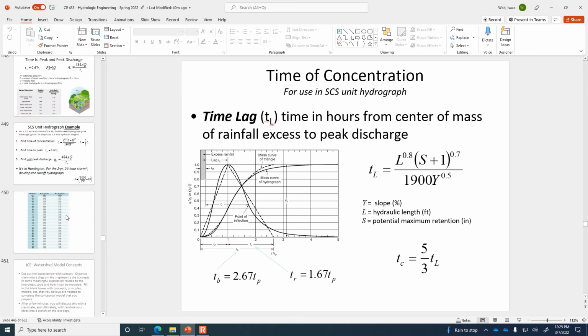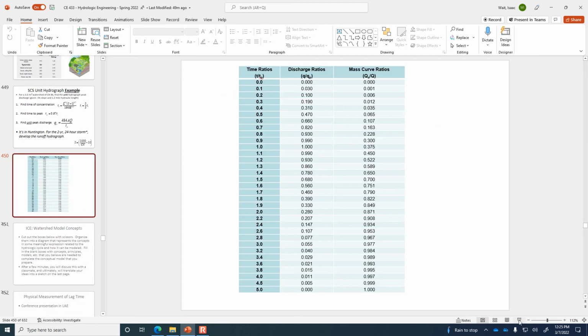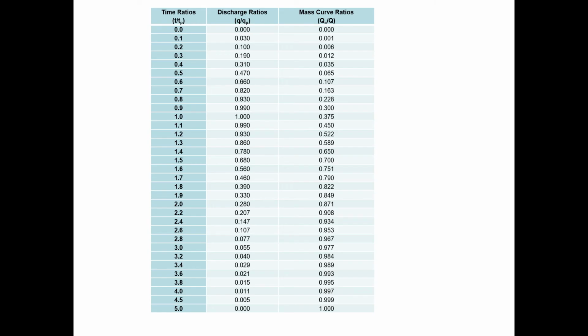Now, we've got that curve digitized. Here's that digitized curve where, rather than having to just look at the actual curvature of it, here are the values. And I've loaded this onto Blackboard. If you've got your computer, what we're going to do next is take this digitized unit hydrograph and turn it into an actual hydrograph.